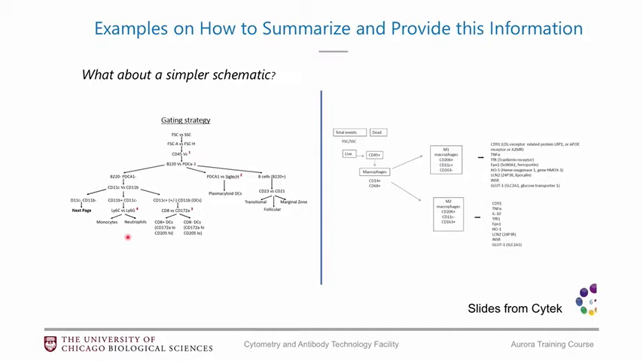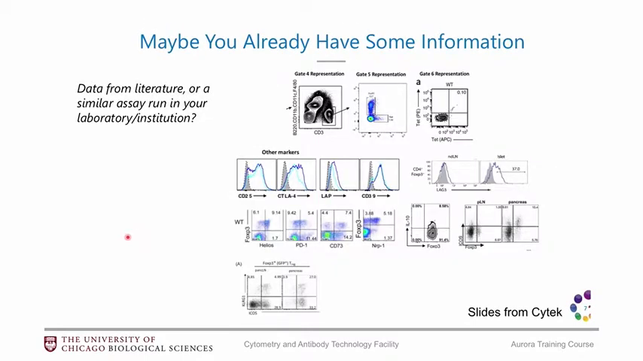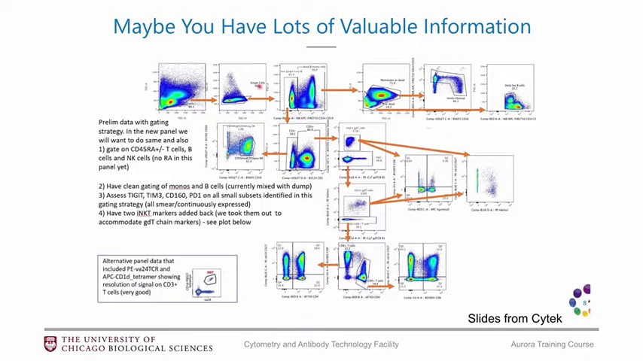You may find some papers that have published data. This can be extremely helpful for panel design to see what data would actually look like. And a lot of times papers will publish full gating strategies. So if you have information like this, this could be really useful for panel design because it really tells us which markers are on-off, which markers are continuous, which populations are rare. And all of this will factor into how you design a panel.